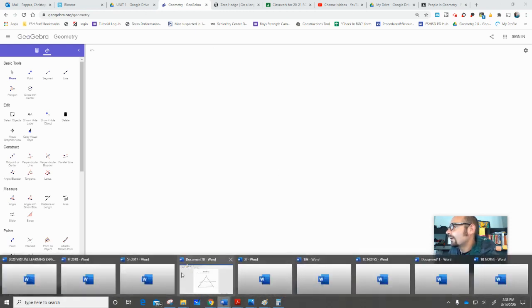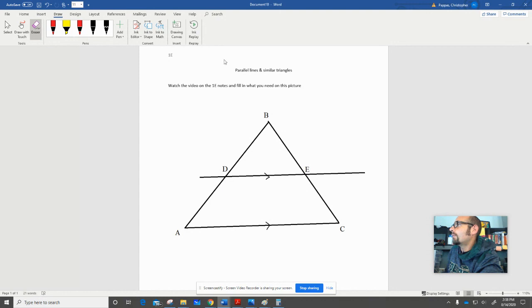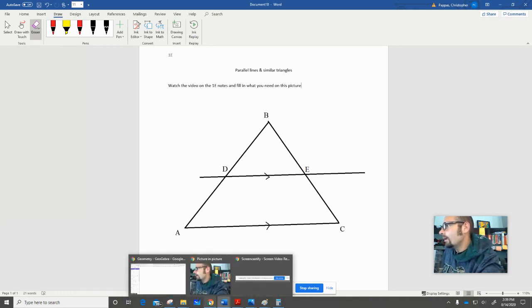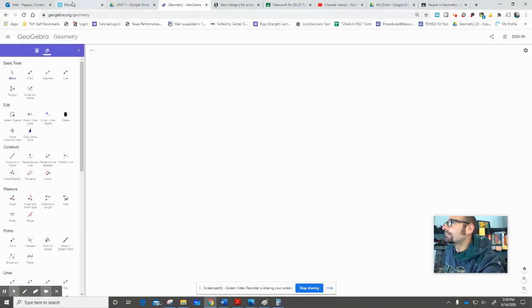We're looking at the 1E notes here: parallel lines, similar triangles. We're going to do this video right now, and you can take your notes on this little triangle that I made right here, okay? I'm going to go into GeoGebra and make the same triangle because I want to see something with the angles here, okay?